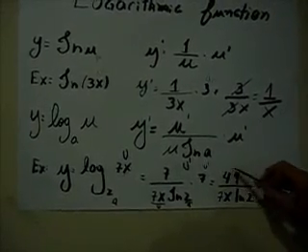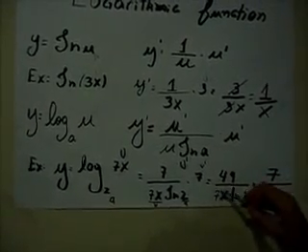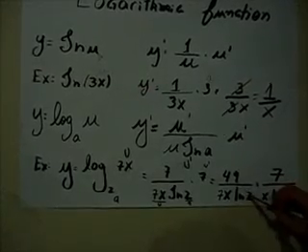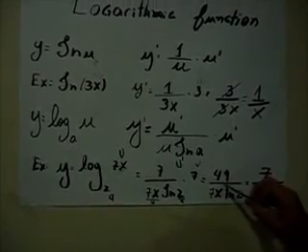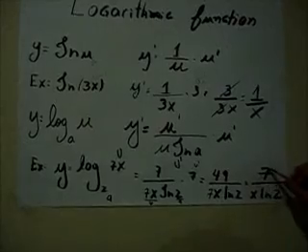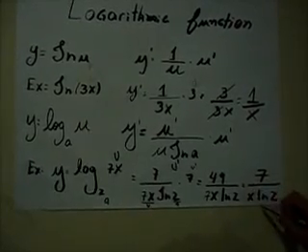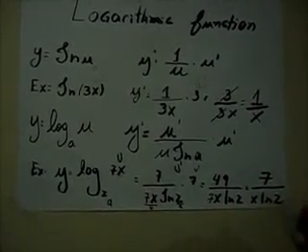We get this result, 49 over 7x times ln 2, and we simplify this, and it becomes 7 over x times ln 2.